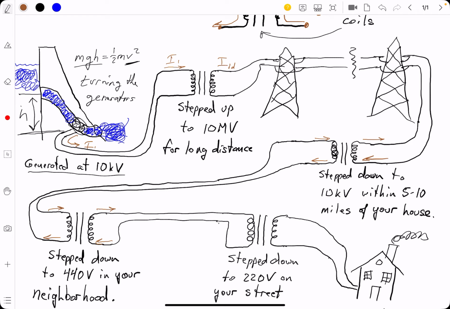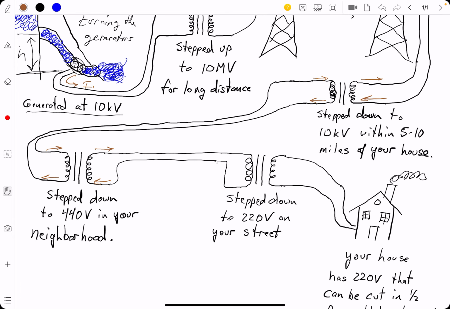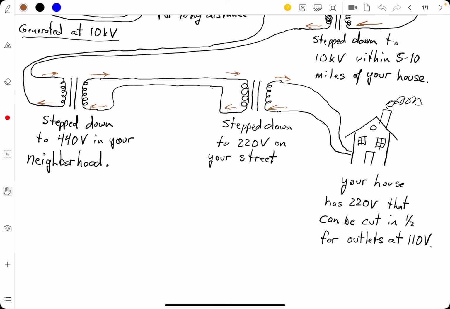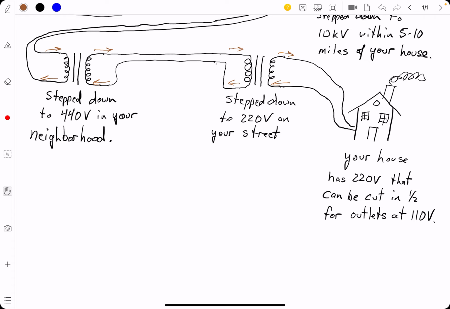I shouldn't say final. It's a step down that is near your house, like on your street or somewhere pretty close to your house. So that happens, and the current comes in and goes out, and that current comes in and goes out toward your house. And in your house, then you have this 220 volts, and literally this happens on your street, okay? So that step down thing happens just like really close, and goes into your lovely house.